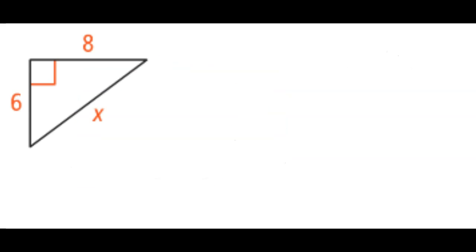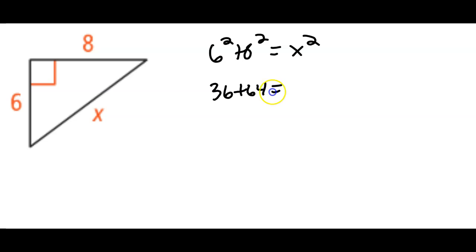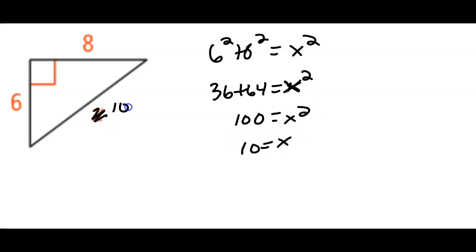All right, try this one out. Actually, we already did one like this, didn't we? So this is going to be 6 squared plus 8 squared equals x squared. And so you get 36 plus 64 equals x squared. I almost gave the answer there. So 100 equals x squared, so x equals 10. That's our common Pythagorean triple there, 6, 8, 10.